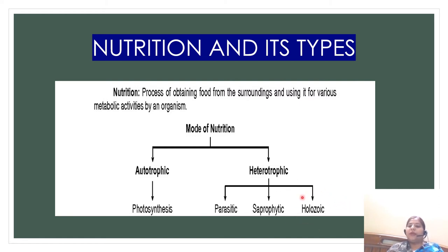Then holozoic nutrition. We all, that is human beings as well as animals, and some unicellular animals such as amoeba, follow holozoic nutrition. In holozoic nutrition, what happens? The solid food is taken inside and then the digestive enzymes are released out and they digest the food. All right. So these are the main modes of nutrition and their further classification.